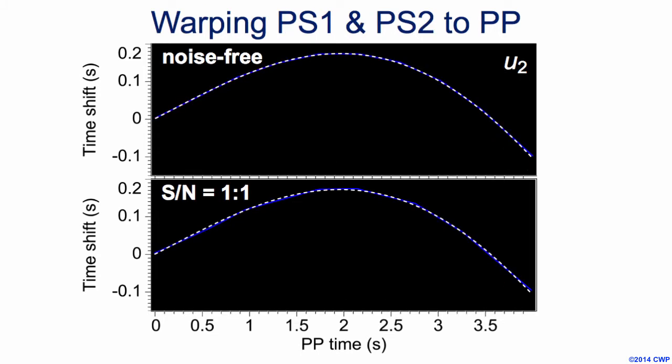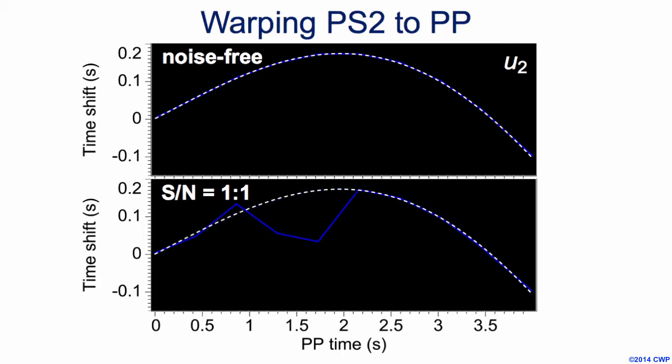Okay, now let's look at U2. Again, you can solve for U2 after you know U1 and US, and the solutions here, both for the noise-free and the noisy case, are really close to the known shifts, the dashed lines. However, if we were to just compute U2 by looking at the PS2 trace and the PP trace, aligning those, the noise would cause significant error that we're able to eliminate by solving for, in effect, all three shift sequences simultaneously.